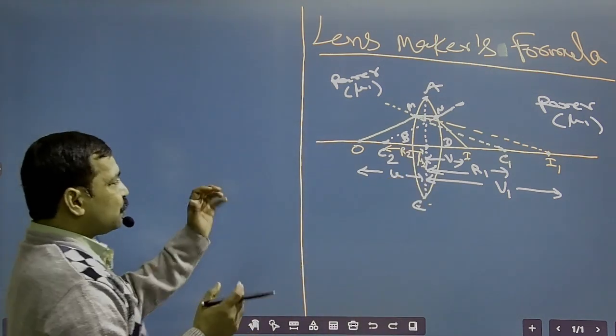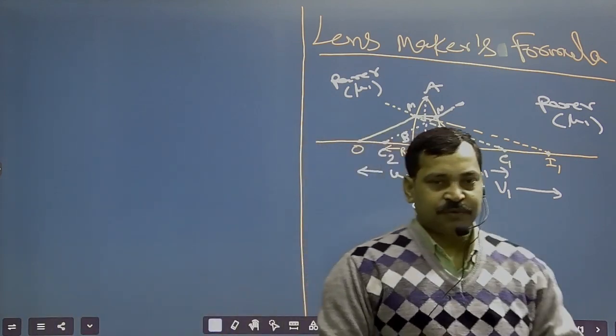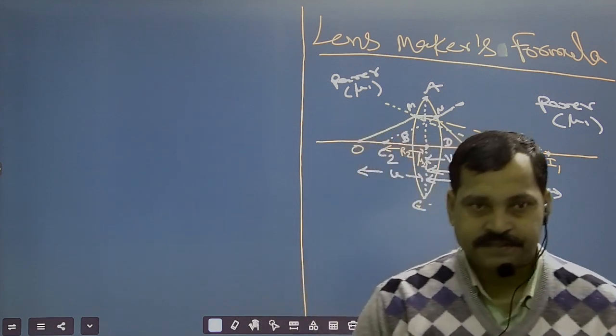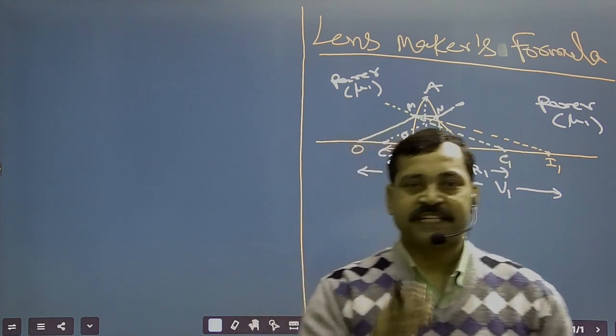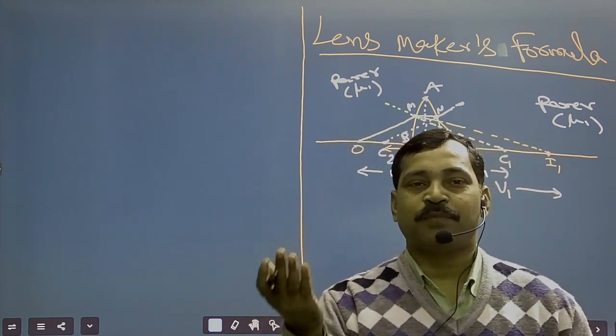Now how to derive the lens maker's formula? Here you see, for the first surface, that is for the refracting surface ABC, the object is at O and the image is formed at I1.